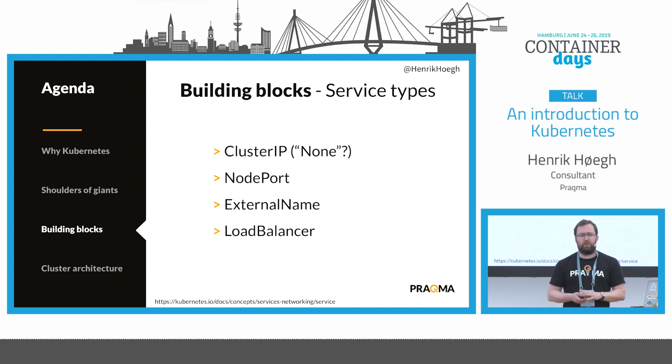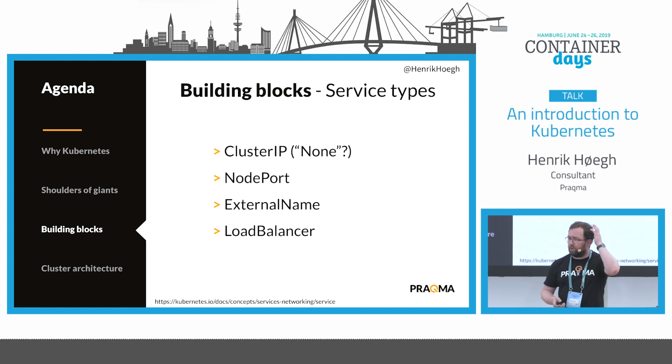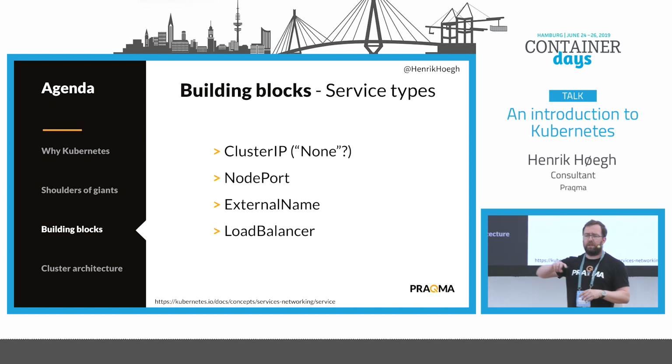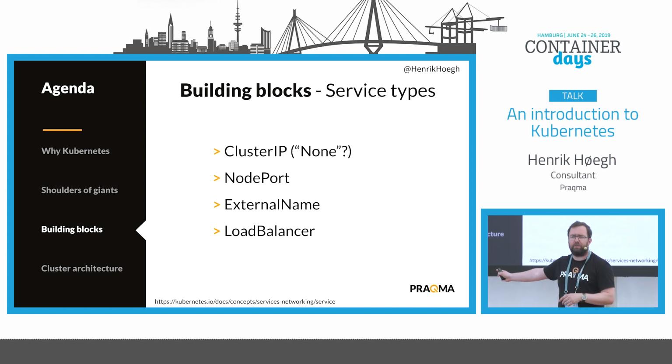The other type is node port, and in this case, your service will be exposed on every worker node on a high non-privileged port, 30,000 something. And that means that you can set up an old-fashioned non-cloud native load balancer and just hit that port on every worker node. And kubeproxy will then route the traffic to the actual pod.